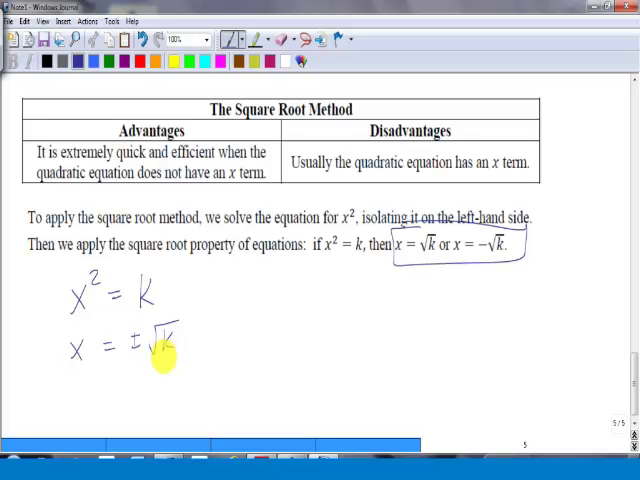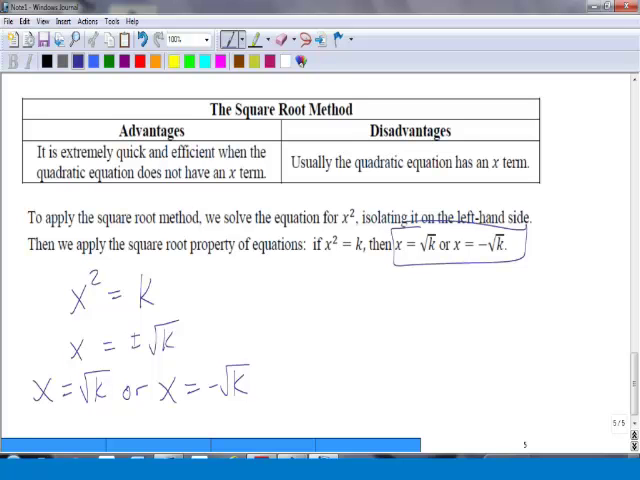And whenever we run into that symbol, plus or minus, it means take that equation or just the expression and write it twice. Once with a plus, and then again with a minus. So x equals the positive square root of k, or x equals the negative square root of k. And let's break this down on when we get real solutions, when we get imaginary solutions.